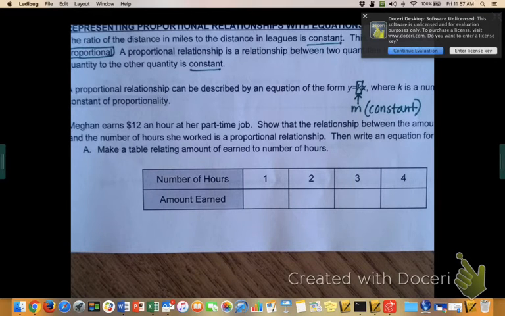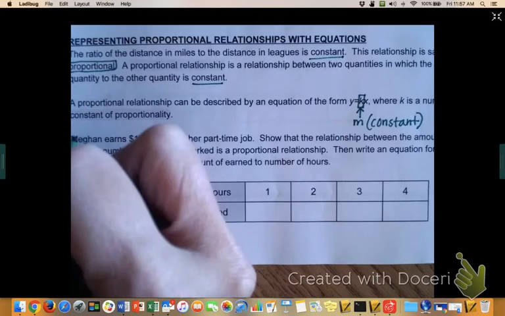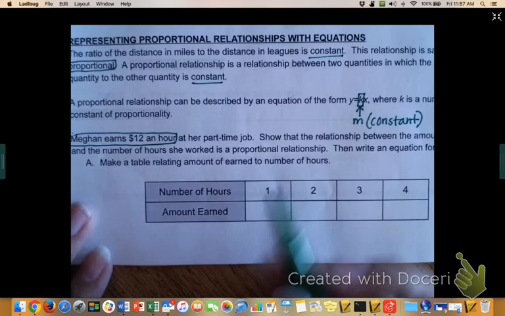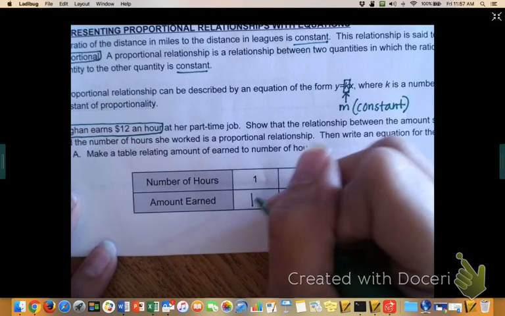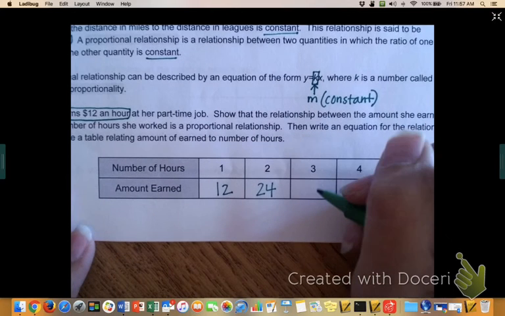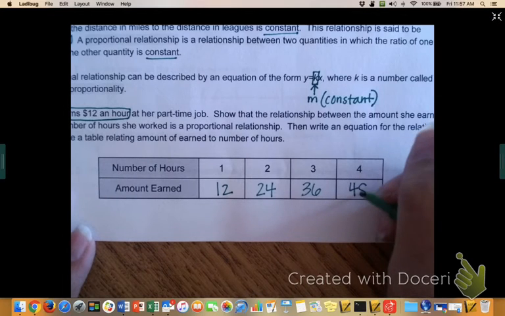I gotta get rid of this. Okay, there we go. So first of all, it says this very important information: she earns $12 every hour. So if she worked 1 hour, $12. 2 hours, $24. 3 hours, $36. And 4 hours would be $48.